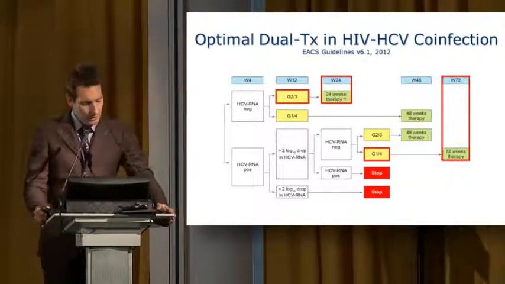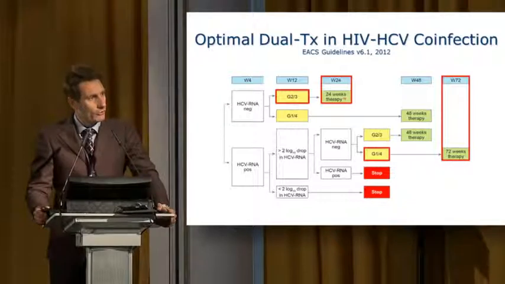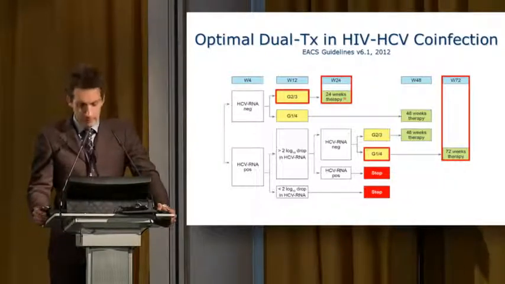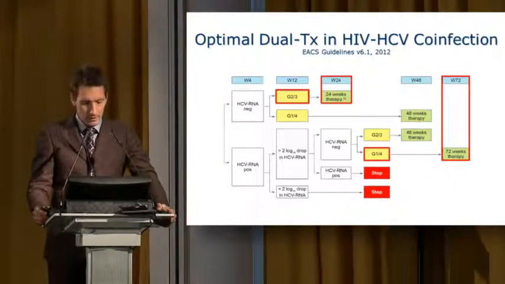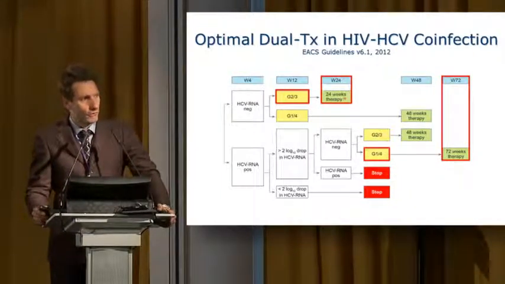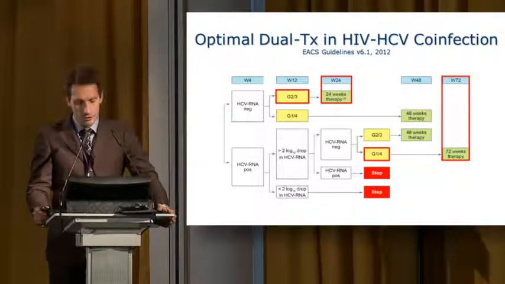And the other thing is that if HCV RNA is positive at week 4, meaning that they are not rapid virologic responders and they're genotype 1 patients, then extended treatment duration to 72 weeks is actually recommended. So that's what you see here. Those are the two important issues in response-guided therapy with dual combination therapy in co-infection.